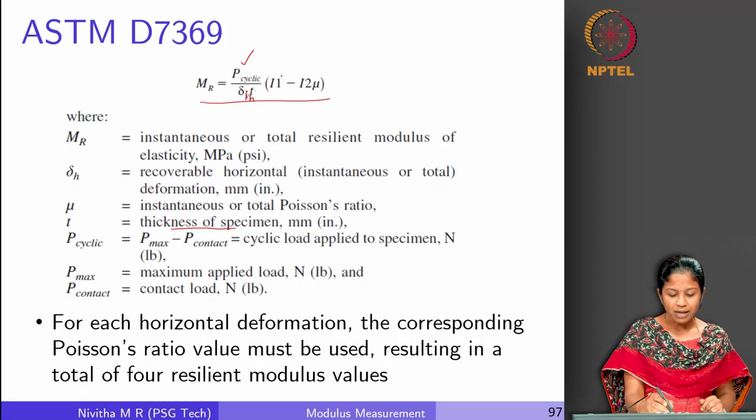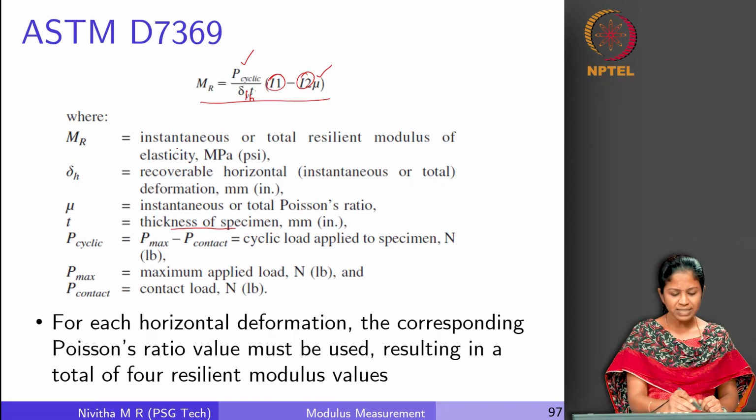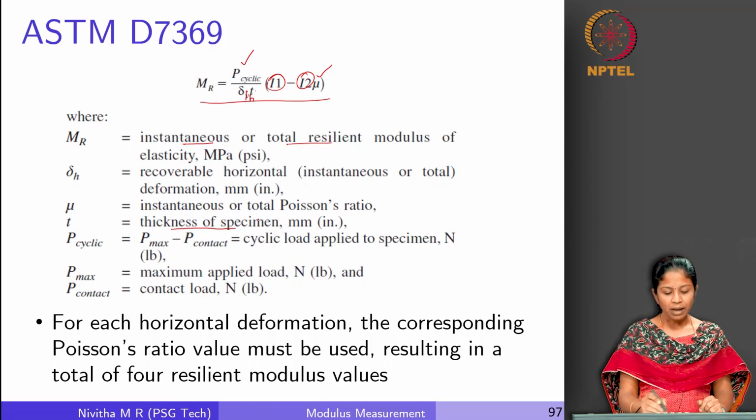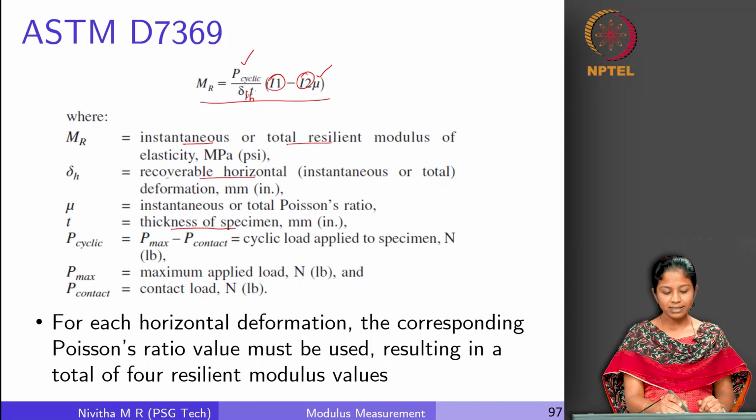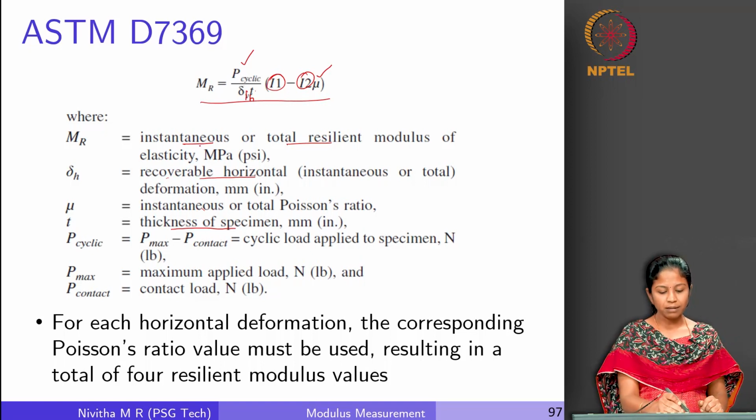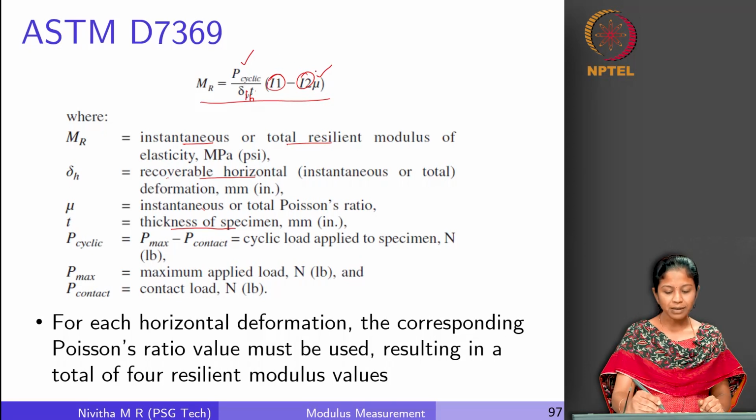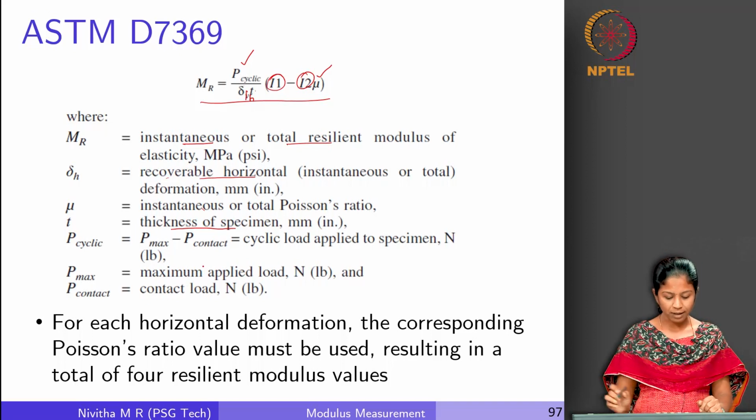Using these parameters, the constants I1, I2, and the Poisson's ratio computed earlier, we can calculate the resilient modulus. This is again computed for the instantaneous state or the total resilient modulus, and as we defined here, delta H is the recoverable horizontal or instantaneous deformation. If we are computing the instantaneous resilient modulus, we have to use the instantaneous deformation and instantaneous Poisson's ratio, and we know the cyclic load and all the other parameters.